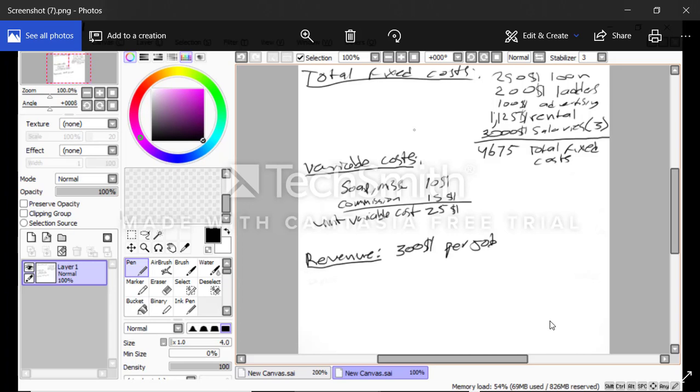So here all I did was, as I said, when creating models to relate revenues, costs, and profit to the various activity levels, we break down each cost into variable and fixed components. So as you can see, we have total fixed costs and variable costs. And all I've done is broken down within each group what we have and what it comes to. So all these coming together comes to $4,675 in total fixed costs, and variable costs come to $25. And here, revenue, as we know, is $300 per job.